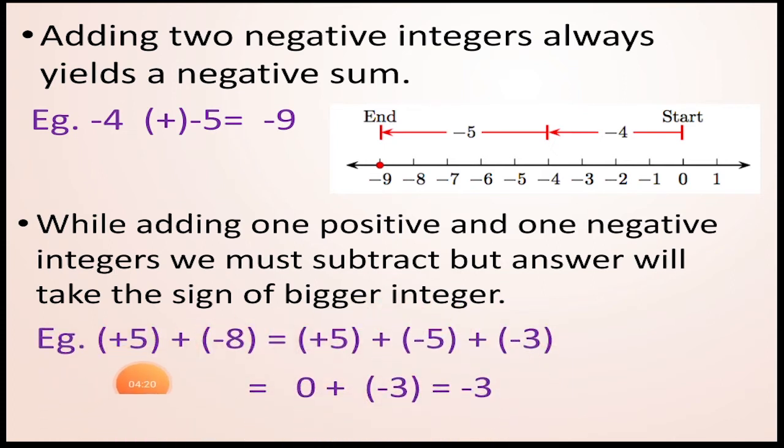We have to add plus 5 with minus 8. So here what we'll do, children: the first integer we have written as it is, that is plus 5, which is to be added with minus 8. The first integer was plus 5, so we have taken it as it is, and then the plus sign we have taken, and the next integer was minus 8. This minus 8 we have expressed as minus 5 added with minus 3, as we have just discussed in this third rule.